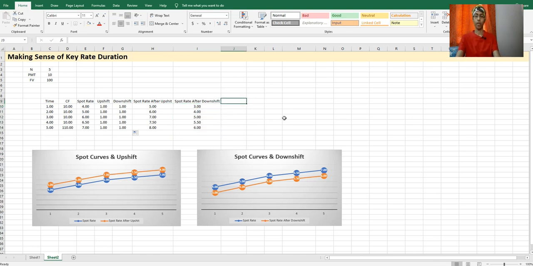Now, if we have to find out PVCF, that is the present value of the cash flow for the initial spot rates, that is PVCF 0, what we do is we divide the cash flow by the spot rate raised to the power of the time. So, cash flow divided by 1 plus spot rate by 100, because it's a percentage point, to the power the time. This comes to 9.62, and we can extend this for each of the calculations.